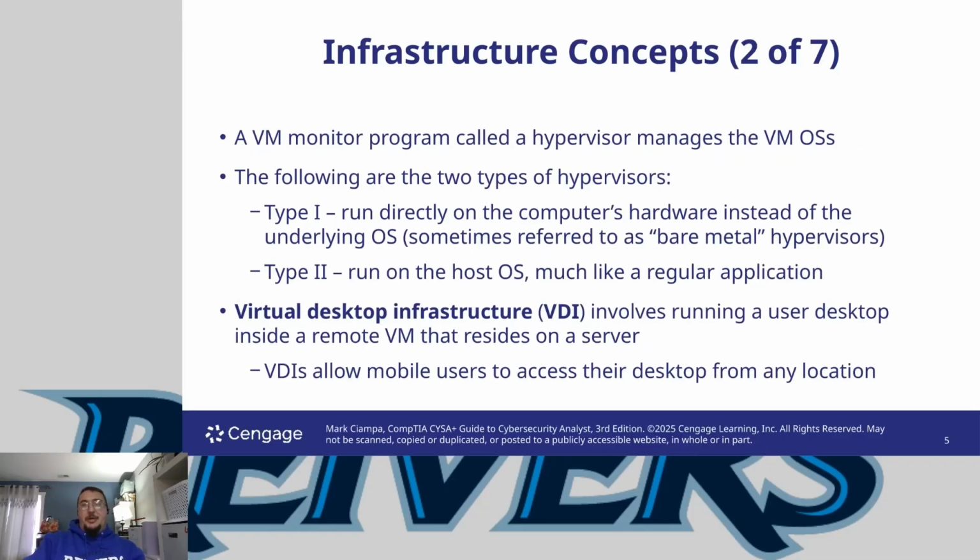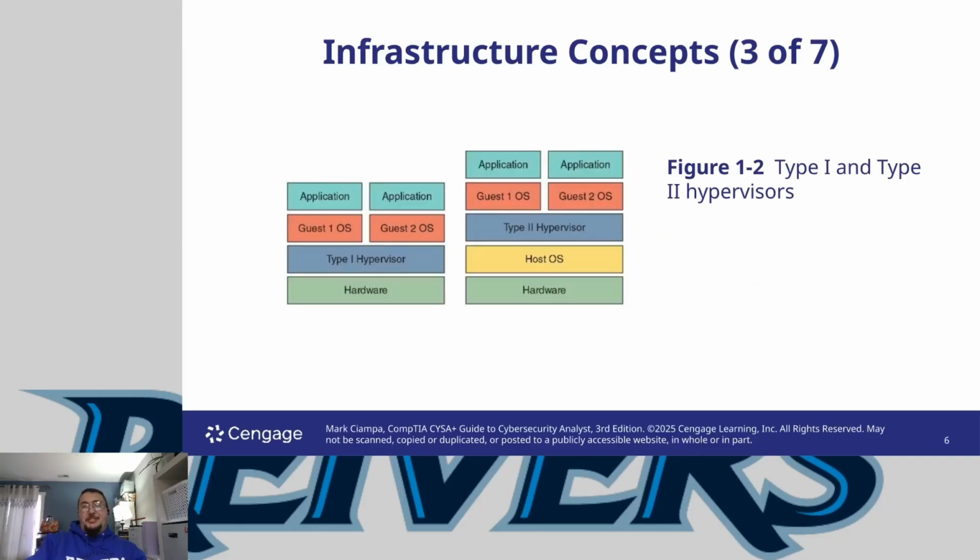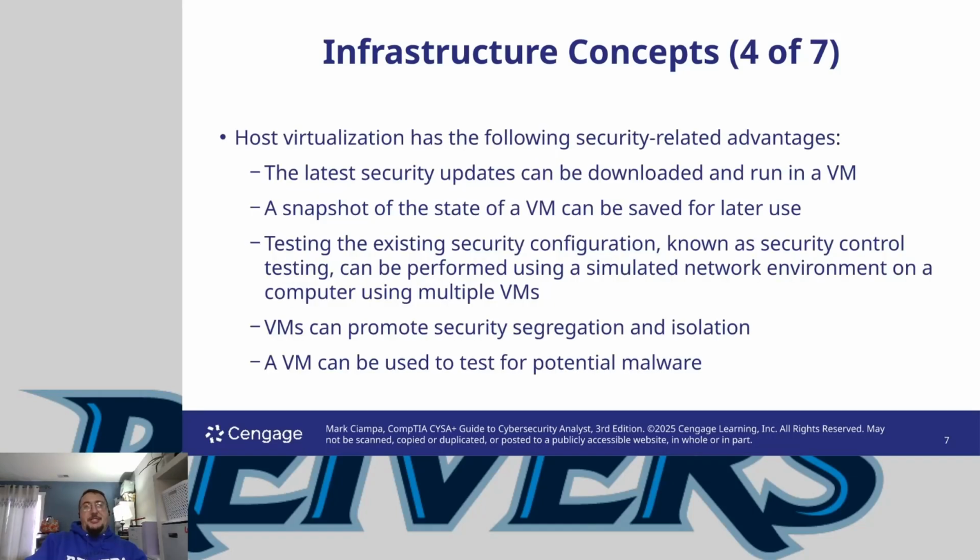Hypervisor, type 1, those are the ones that are running on the hardware without an OS, and type 2 is the OS type. The VDI runs a desktop inside of a server, and you can access that from anywhere. So you can see here the difference. Type 1 hypervisors do not require as much resources because of the lack of needing to run a host OS. The virtualization itself has advantages because it keeps everything downloaded, isolated, and separated.